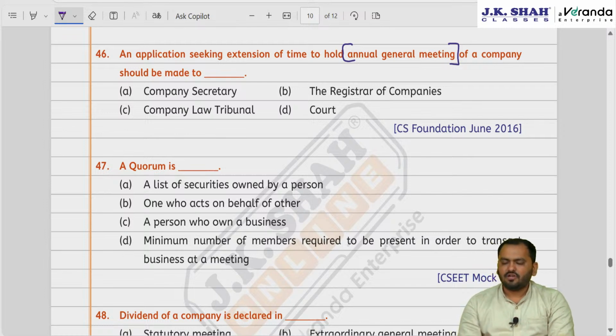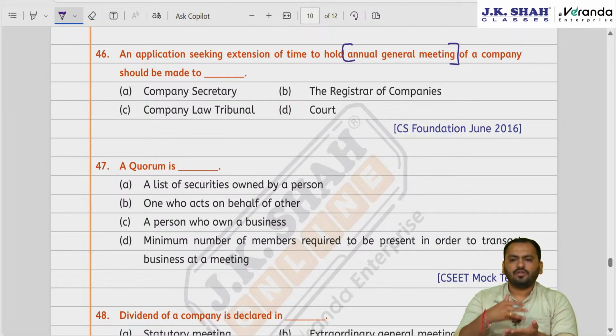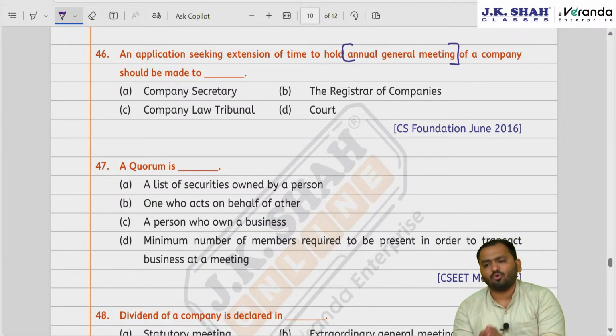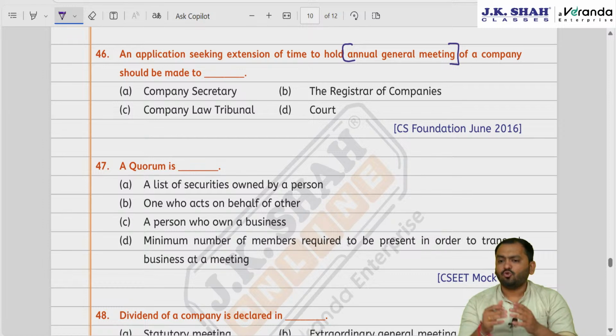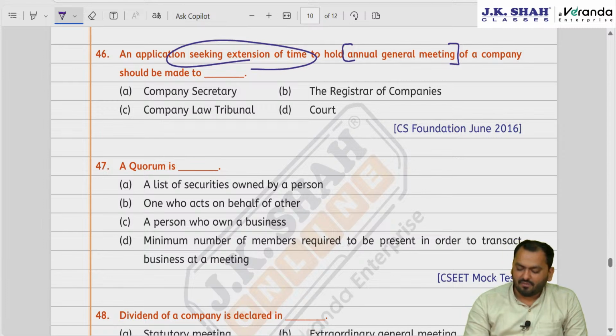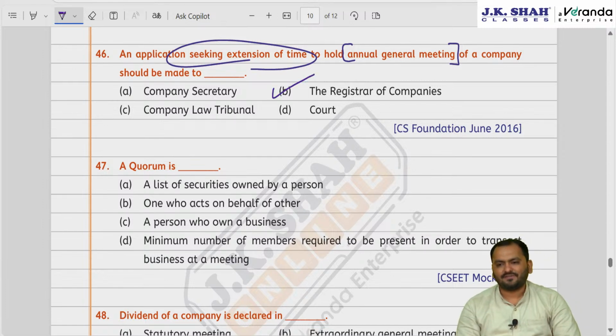Right friends? So for this extension, you need to make a request. You need to make a request to whom? You need to make a request to ROC. And then you may get an extension of maximum 3 months. So the question is, an application seeking extension of time to hold AGM shall be made to whom? The answer is ROC. So option B is the right answer.